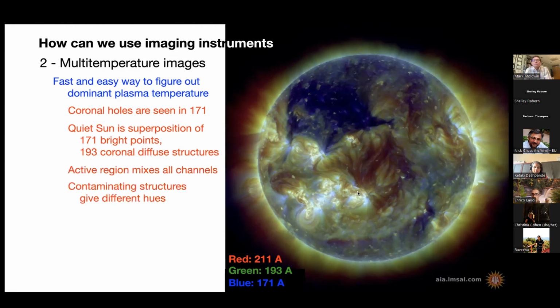And then you have active regions, which mix all channels. And interestingly, look at this active region. You have iron 9, the colder, visible at the foot points of fan loops, which then evolve into iron 13. So they heat from 500,000 degrees, almost 1 million degrees, to 1.5 million degrees. And then you have iron 12 showing other structures, and then you have iron 14 showing yet more structures.